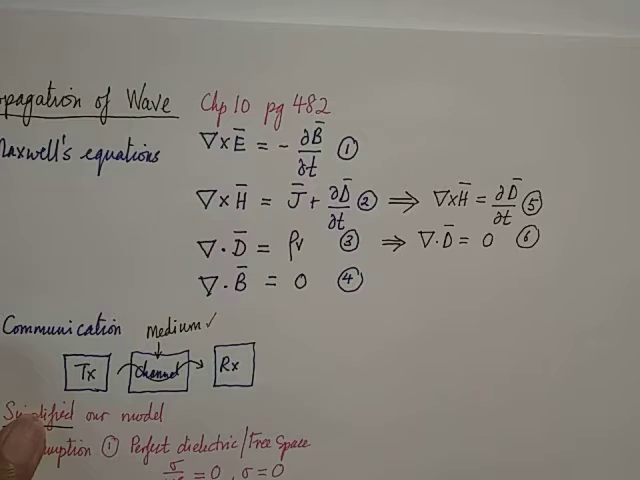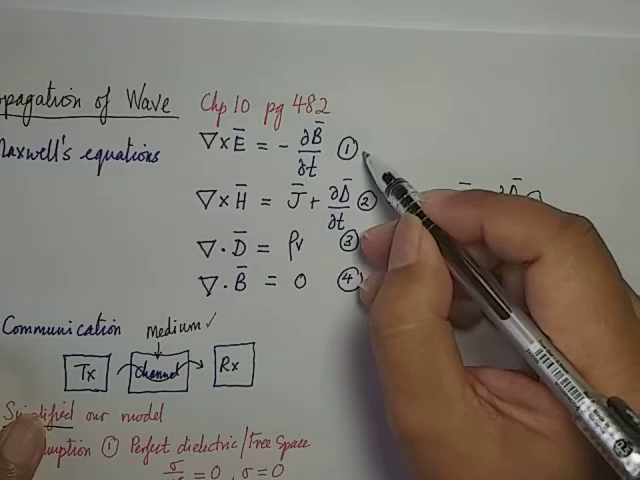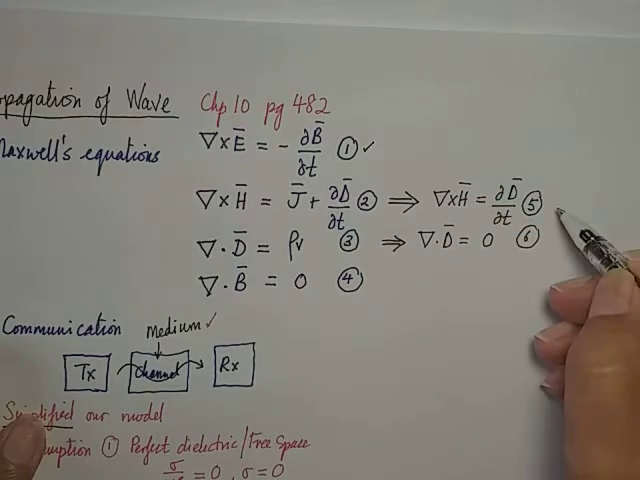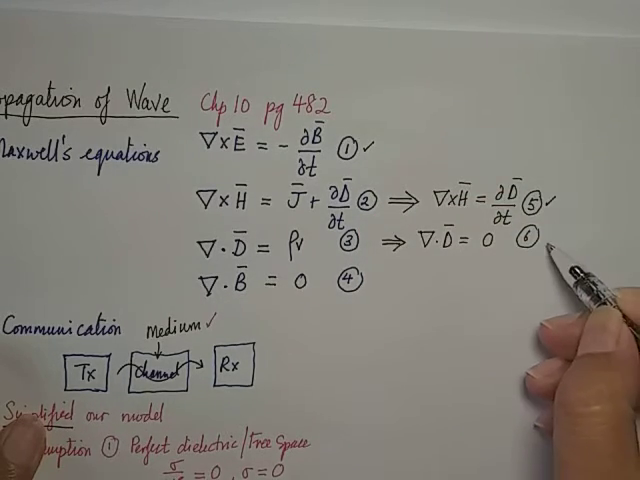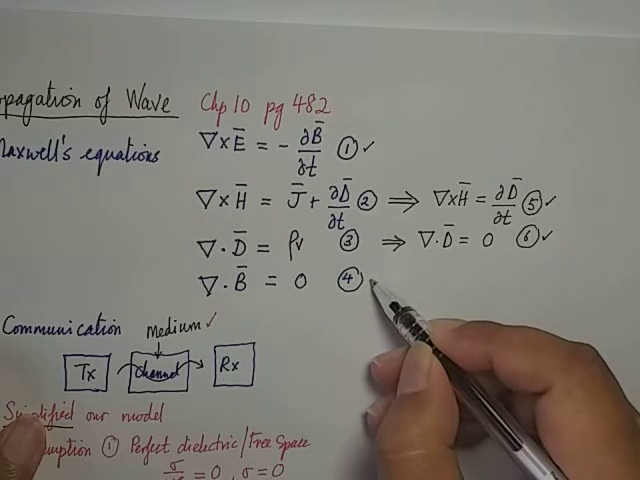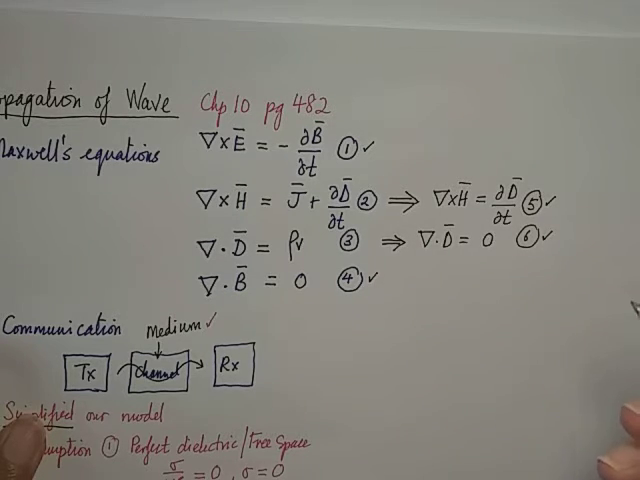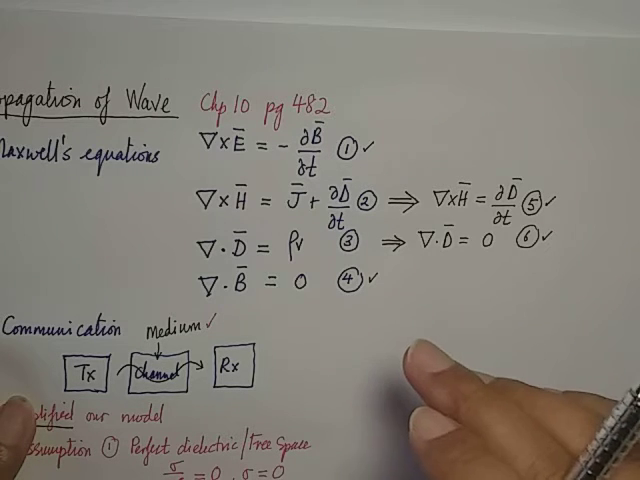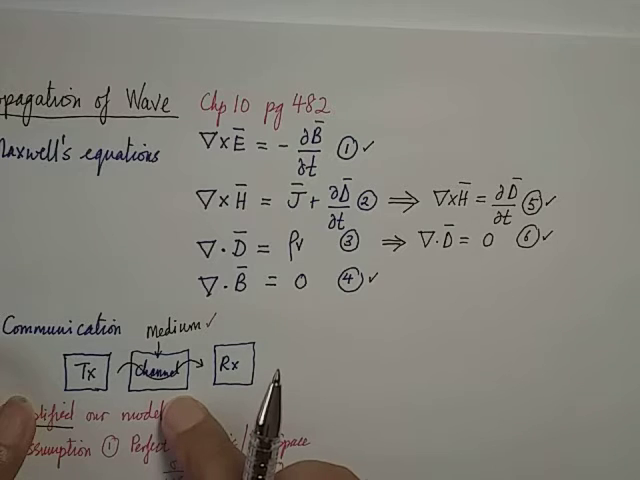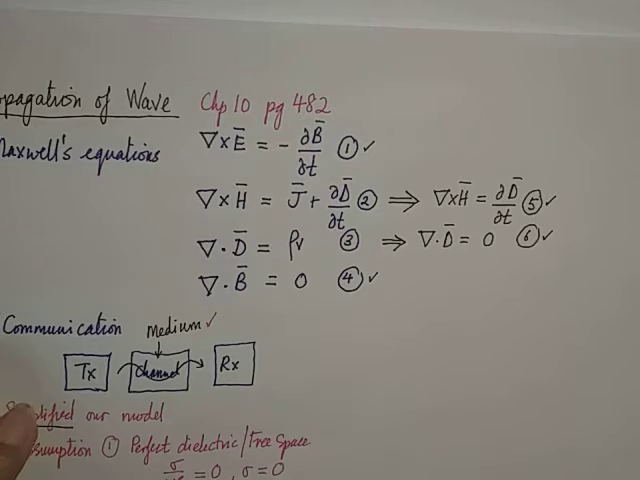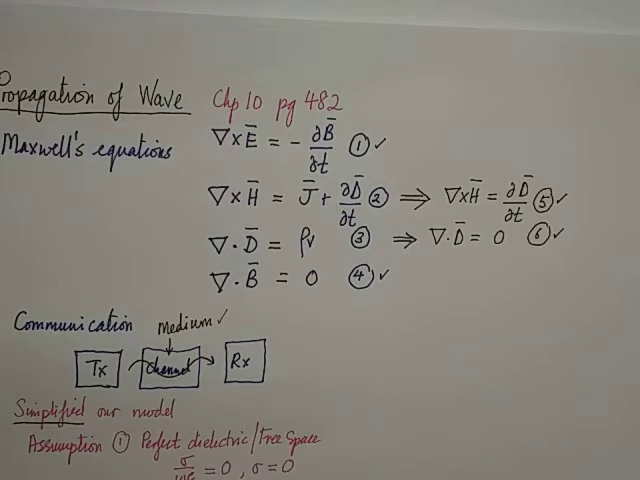So now we're going to work with a new set of Maxwell equations. What are they? Equation number 1, still as it is. Now equation number 5, equation number 6, and equation number 4 as it is. So these are our 4 new Maxwell equations that we're going to use as the fundamental to develop the model of a wave propagating in a medium known as perfect dielectric or free space. Okay, so that's what we're going to continue here.